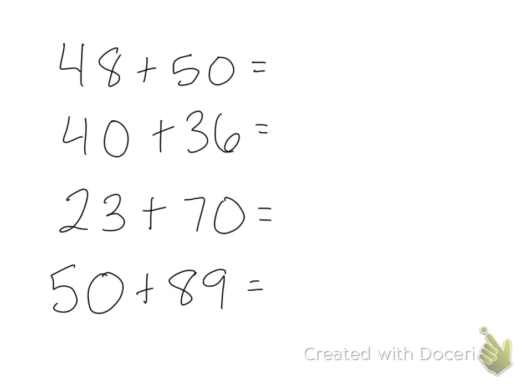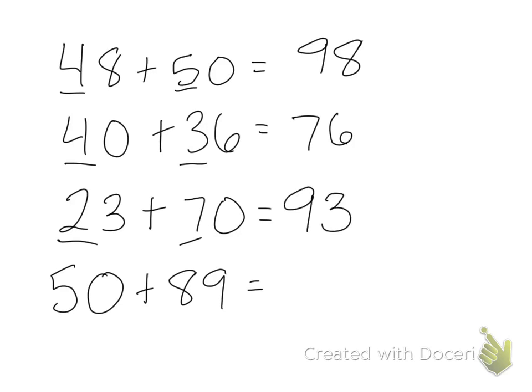What about 48 plus 50? So we have 4 plus 5 is 9, and then there's 8 more. So that would be 98. 40 plus 36, 4 plus 3 is 7, and then there's 6 more. 23 plus 7, 2 plus 7 is 9, and then there's 3 more. Okay. 50 plus 89, well, 5 plus 8 is 13, and then I have 9 more.